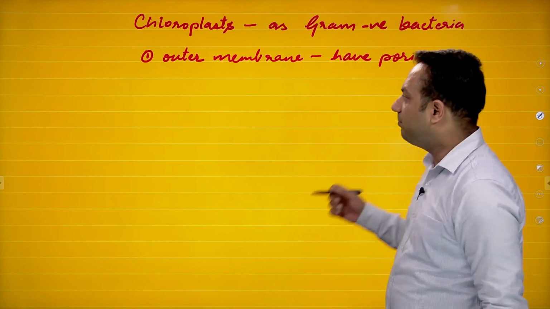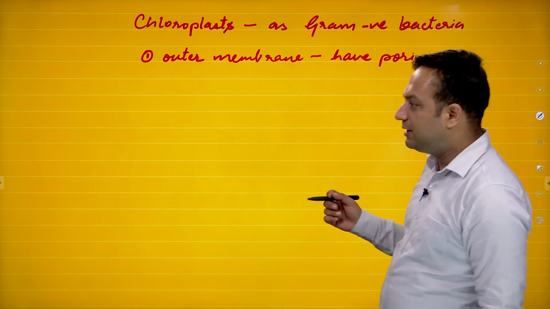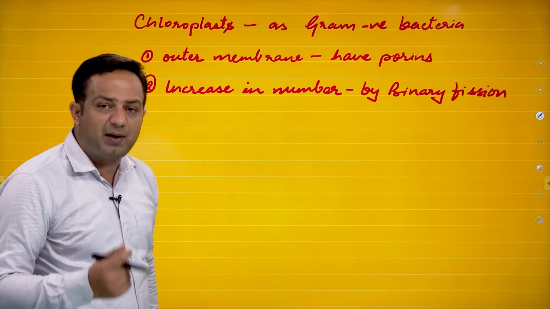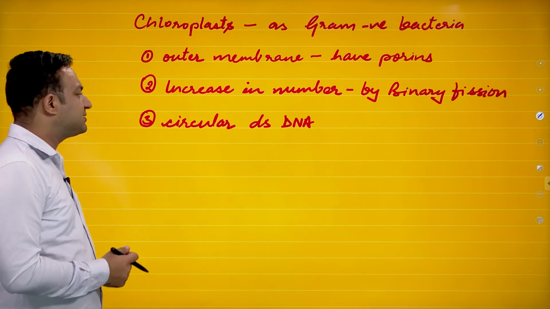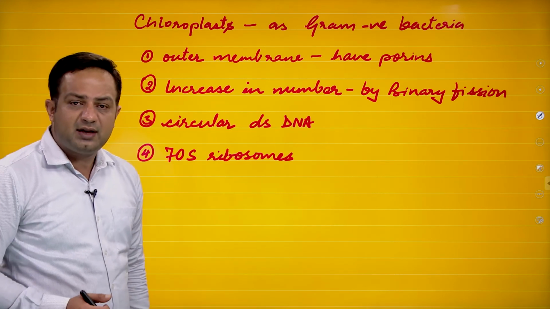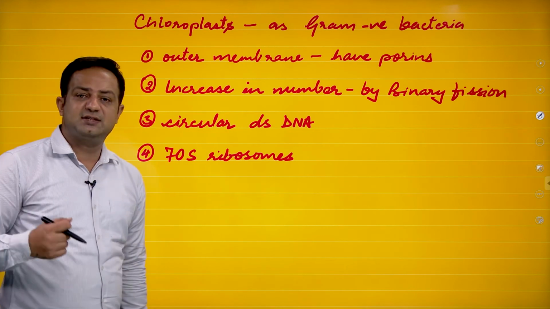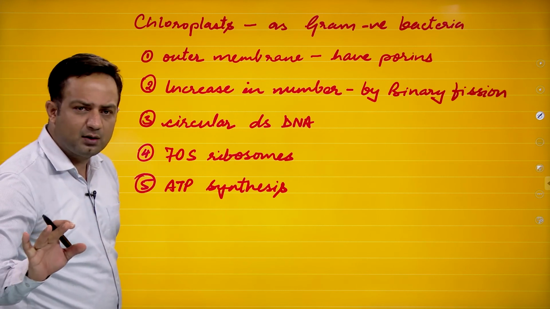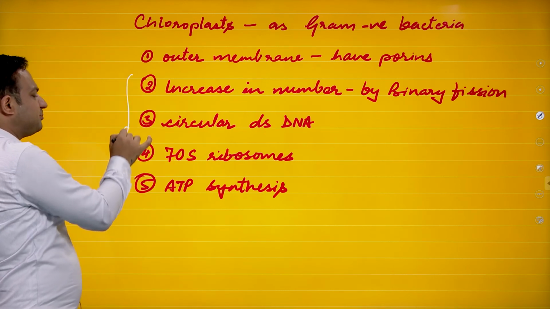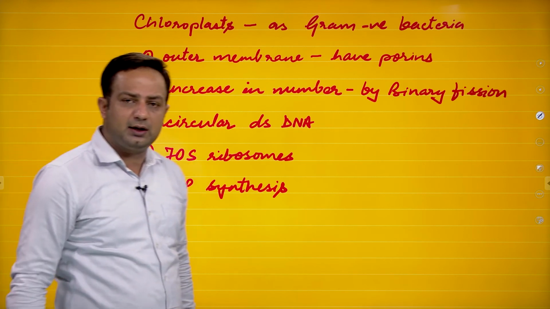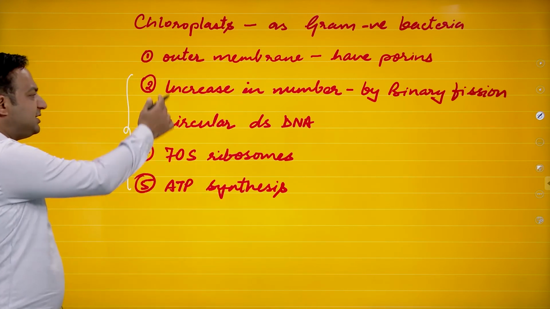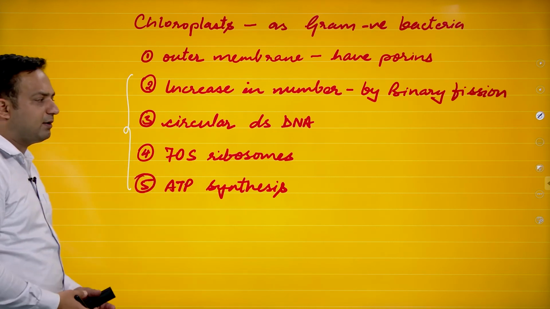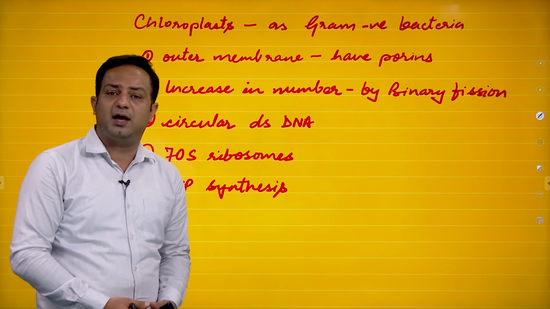Like outer membrane is having porins. Number second character, they increase in number by binary fission. Number third, they have circular double-stranded DNA. Next, they are having 70s ribosomes and again ATP synthesis. Same thing, right? On the basis of these features, I can state it very clearly that these seem to be something as independent cell. They are able to generate their replica, they are able to generate their enzymes as well, right?